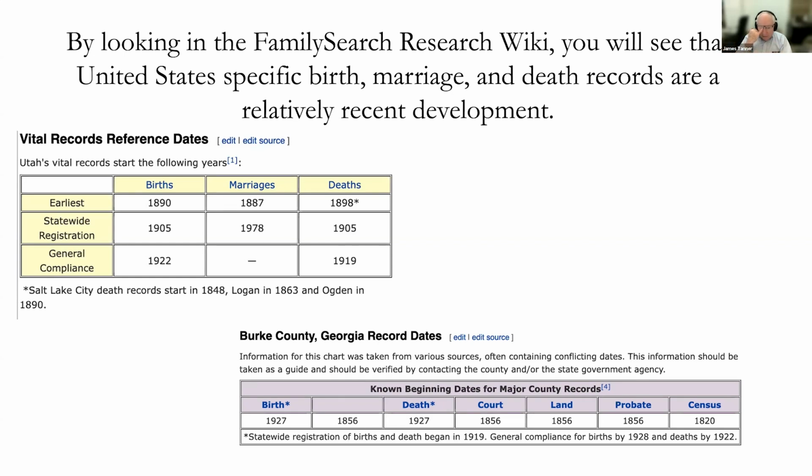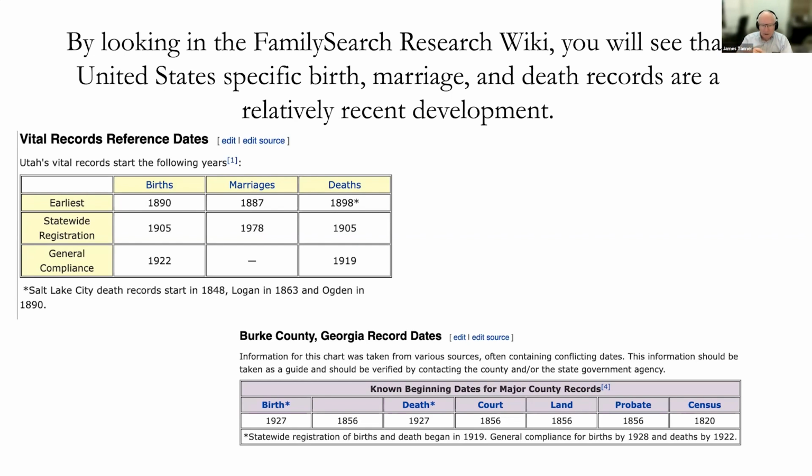Another example is Burke County, Georgia, where birth records began only in 1927. And this is not a Western country. This is over on the Eastern Seaboard. Georgia began recording births statewide in 1919, but general compliance didn't happen until 1928 for births and 1922 for deaths. That still meant that general compliance does not mean every baby that was born was recorded.